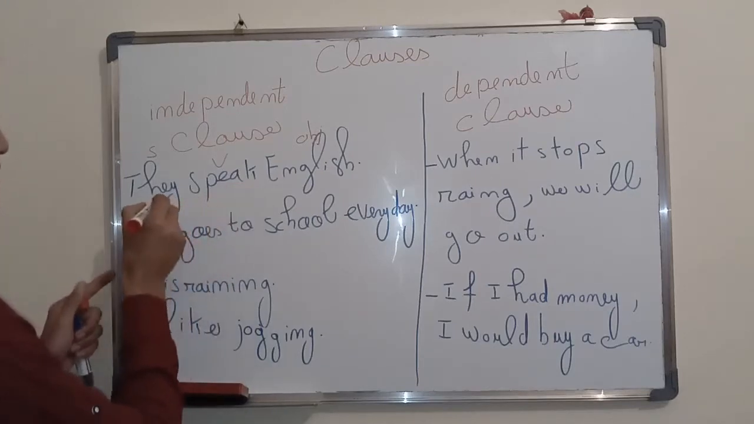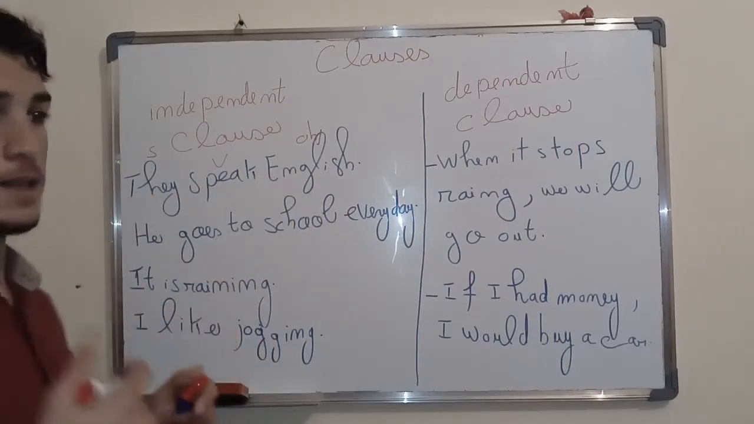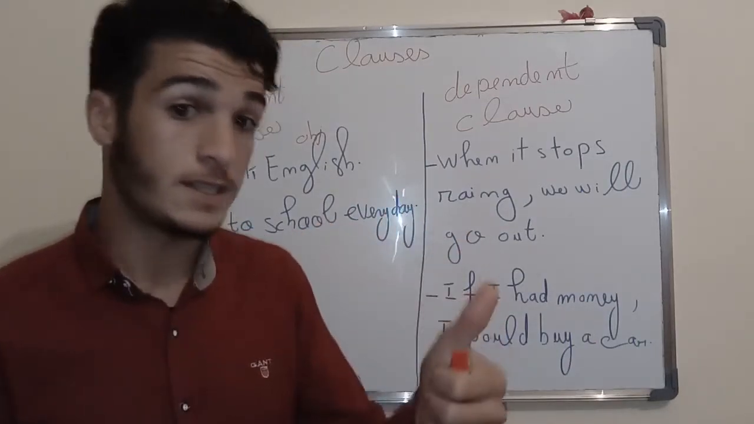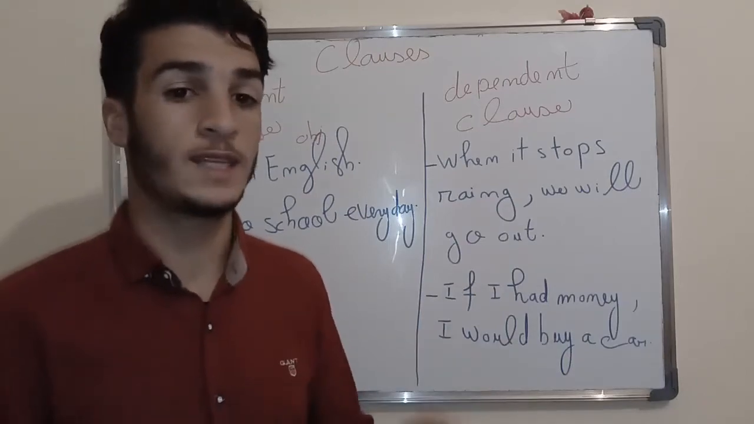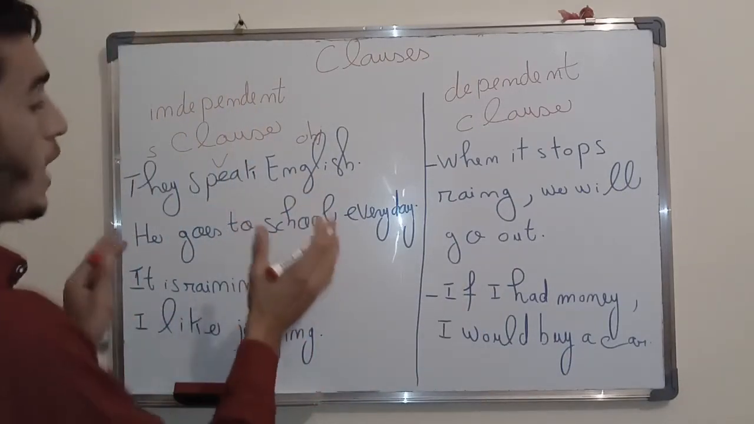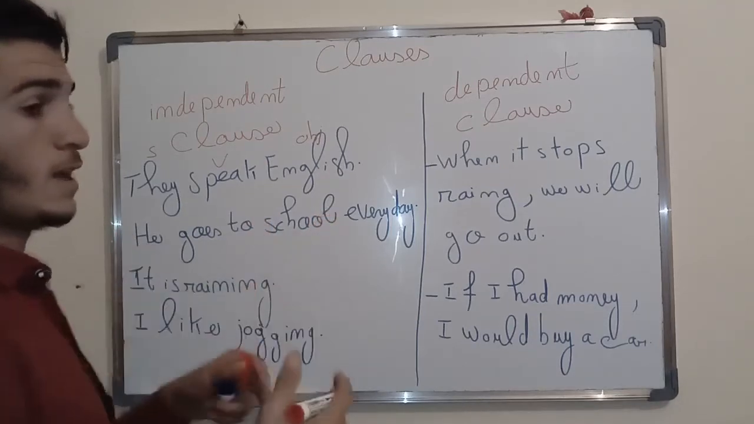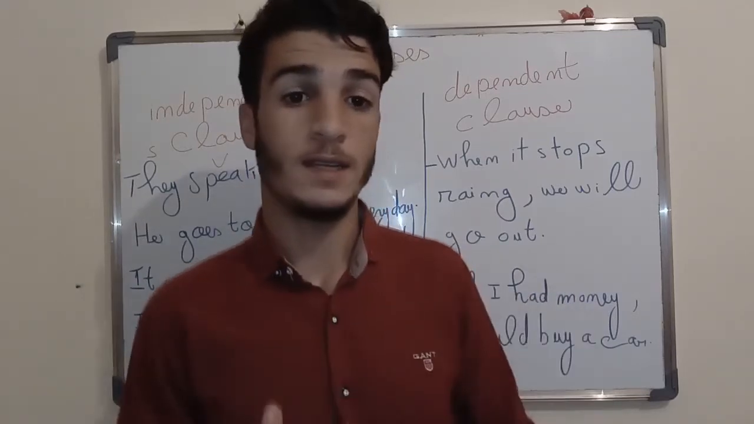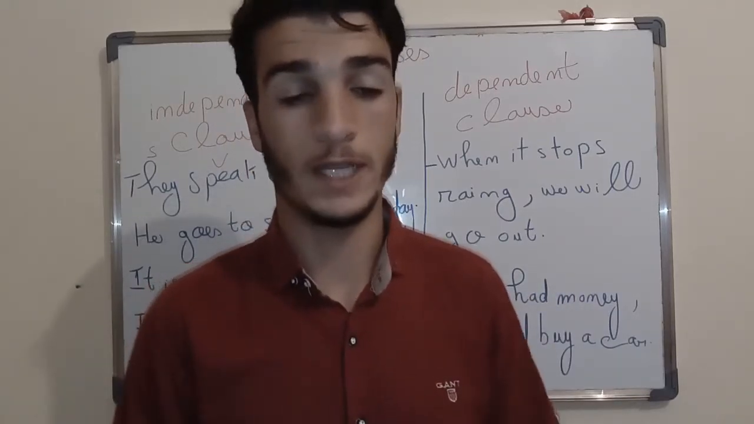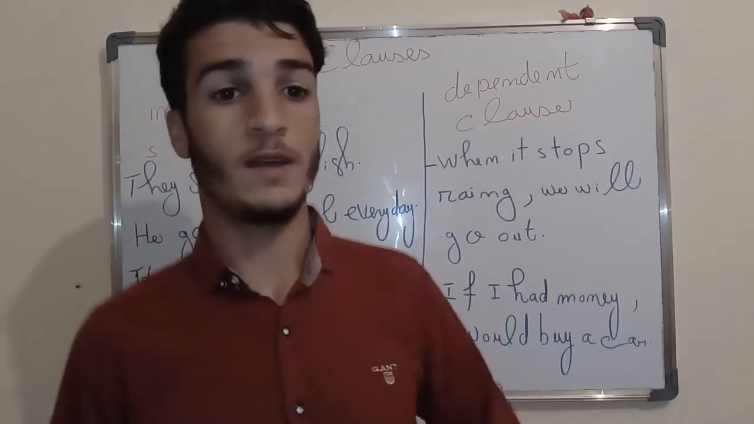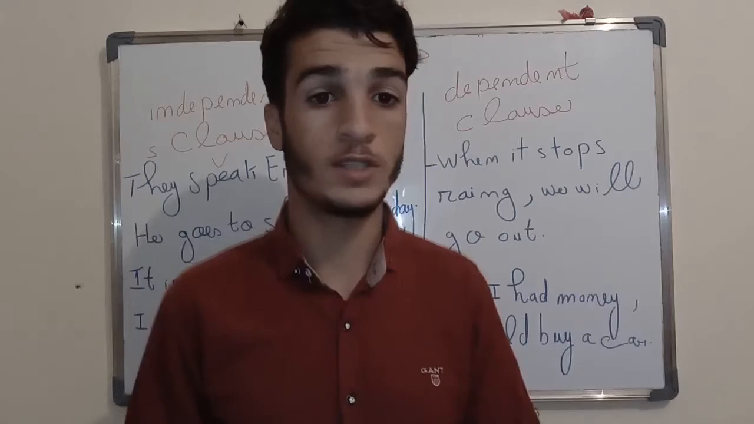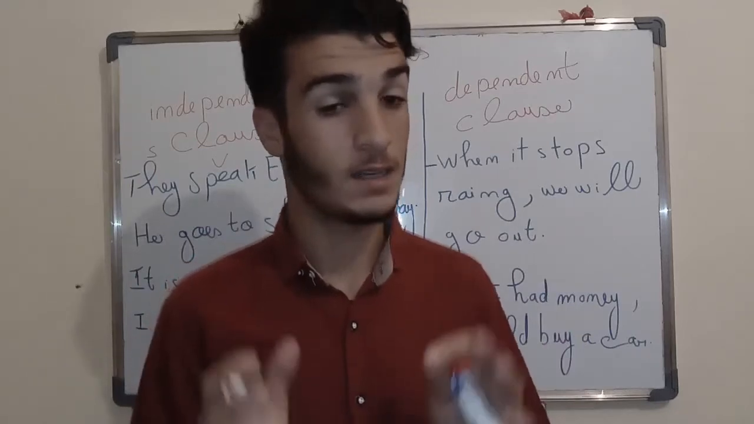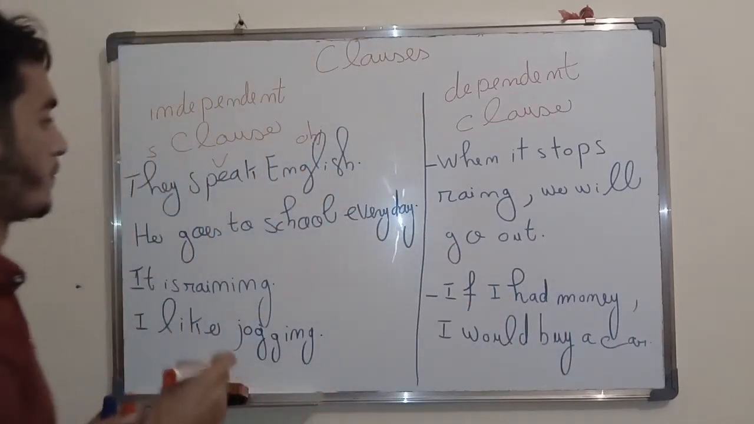As we have this clause, we have subject, verb, and object. They speak English. They is the subject, speak is the verb, English is the object. This is an independent clause. Why is it independent? It is independent because it stands on its own. It has complete meaning. So when I read this independent clause, I know I receive complete meaning and a complete idea. I hope that that's clear.